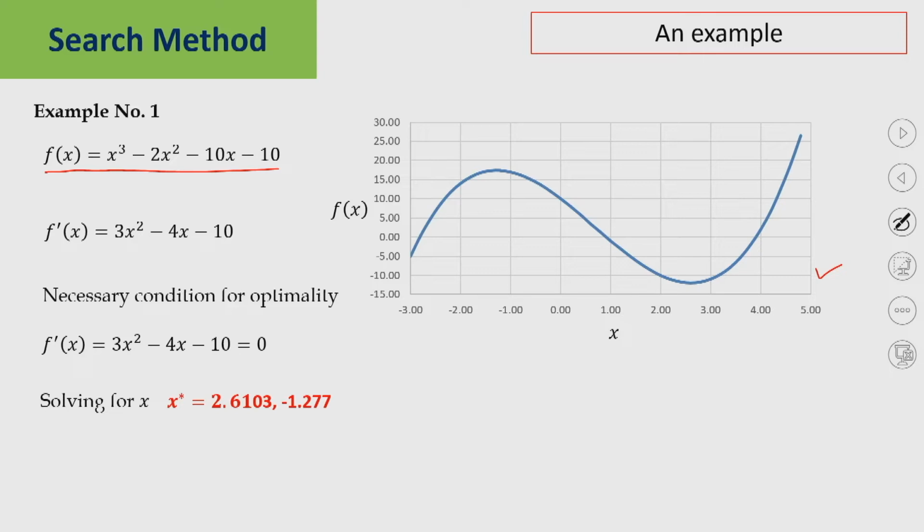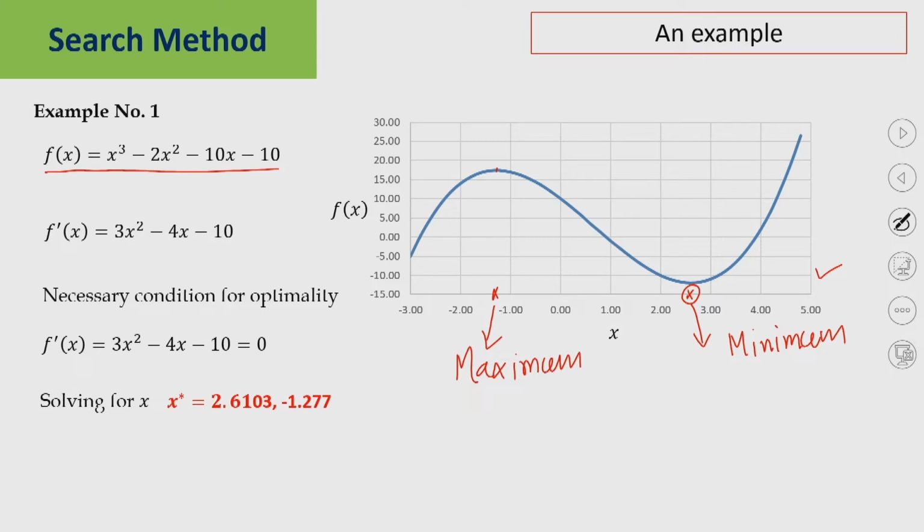One solution is somewhere here, and another solution is somewhere here. By looking at the curve itself, you can tell that this is the minimum of this function and this is the maximum of this particular function.